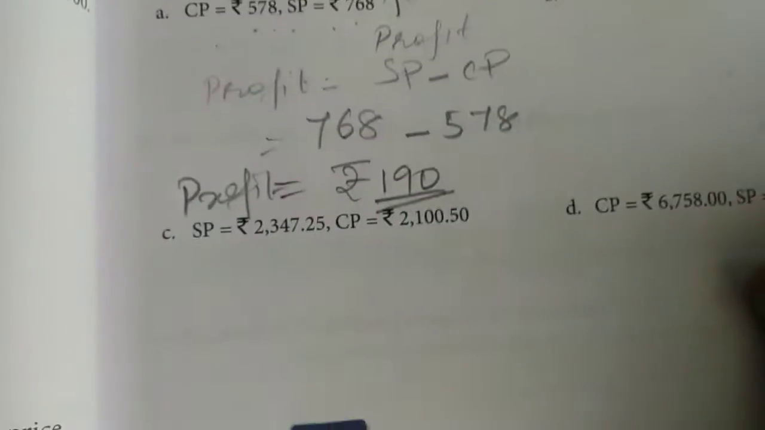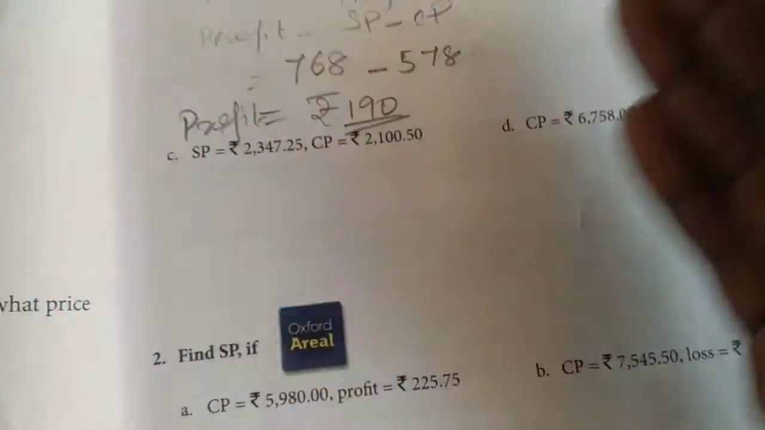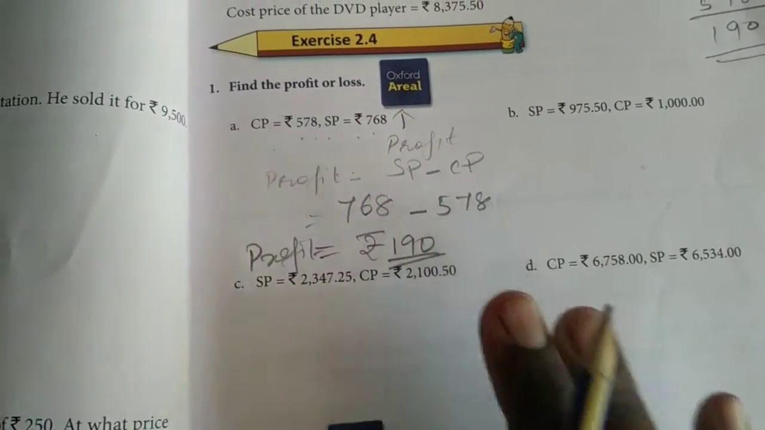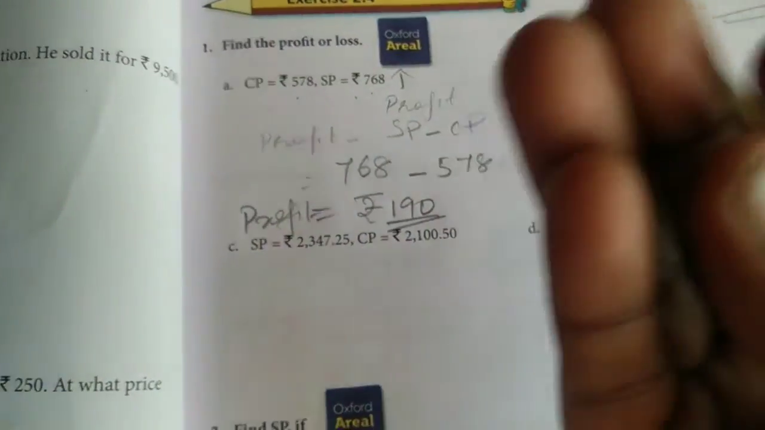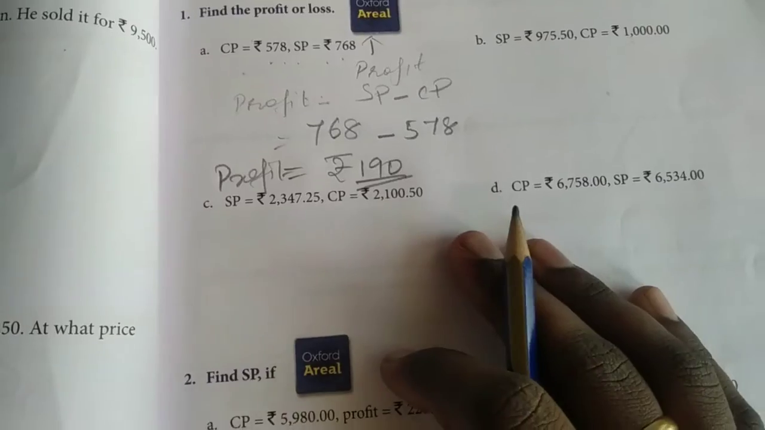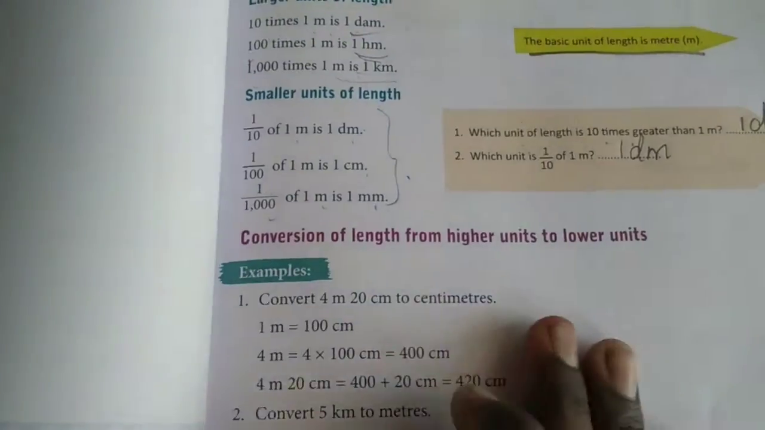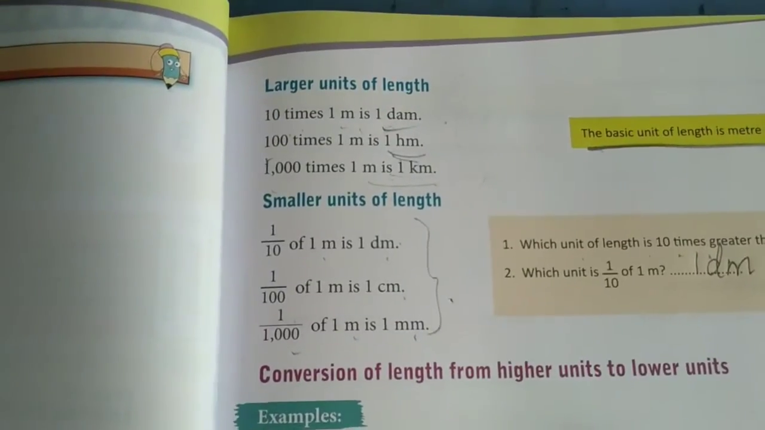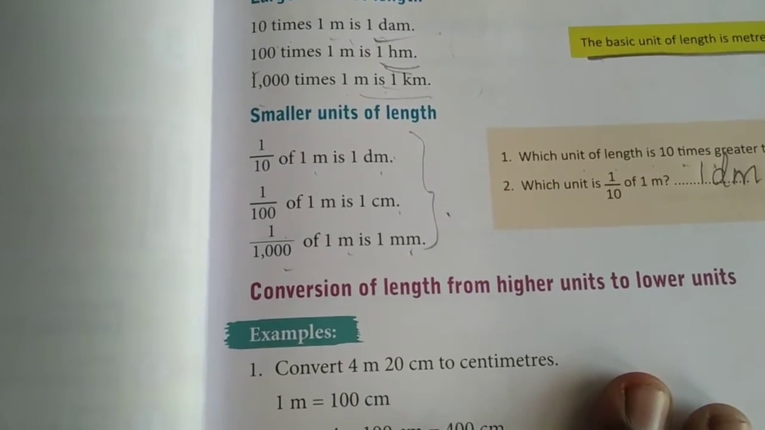Likewise, finish this. If you can't do it with your own example, try to finish this. Work out this area. Already I gave this as homework. Those who didn't finish, please do at least 2 or 3 sums in each section. Okay. So the next lesson is length. In this lesson, you should know larger units of length as well as smaller units of length. What are the larger units of length?